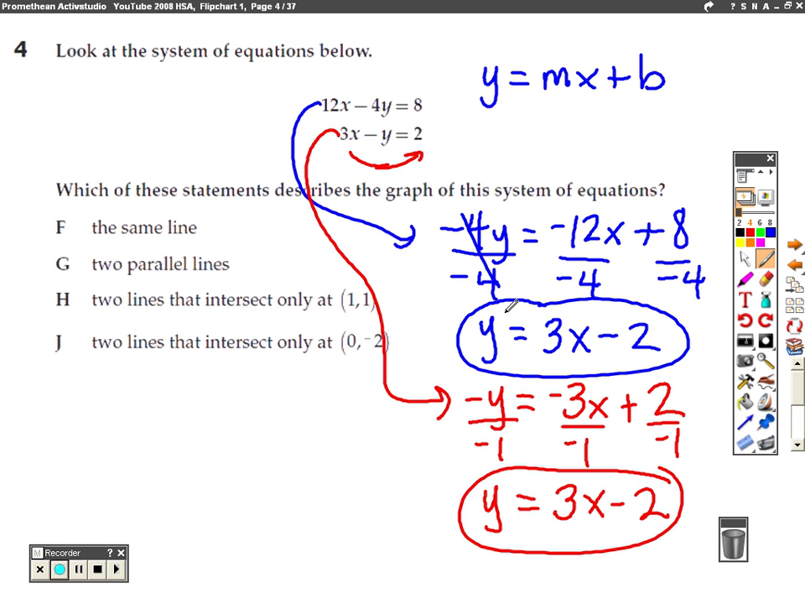What you notice when you look at these two equations is that they are exactly the same equation. So if they are the same equation, then they represent the same line. So we pick answer choice F.